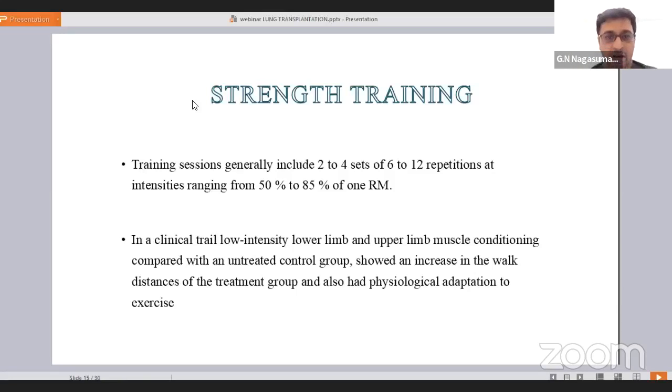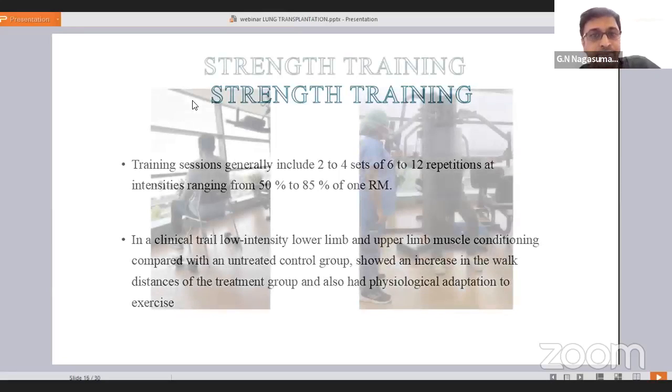They have done some studies on an experimental group and a control group. The experimental group was given low intensity lower limb exercises, and the control group was not given anything. For outcome measures, they found that the people who received low intensity exercises could walk comfortably, and they had lots of physiological adaptations due to the exercises.